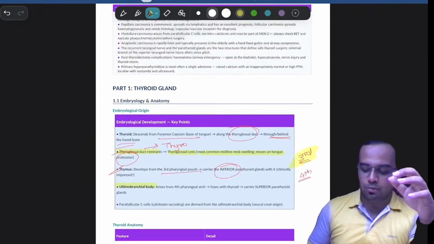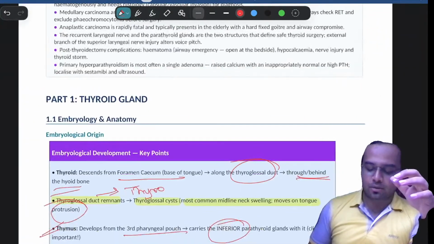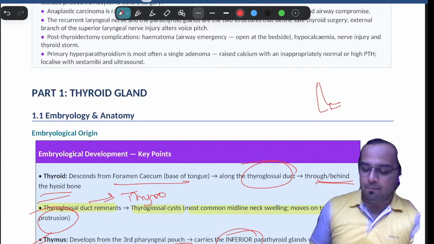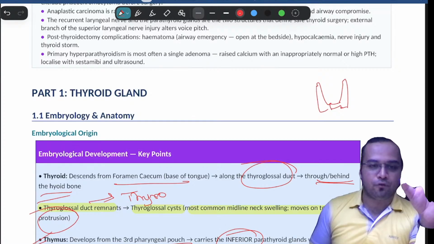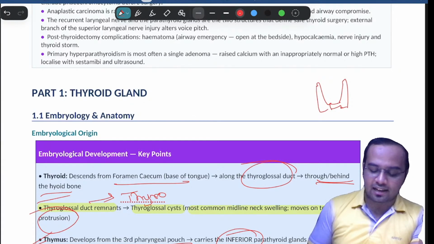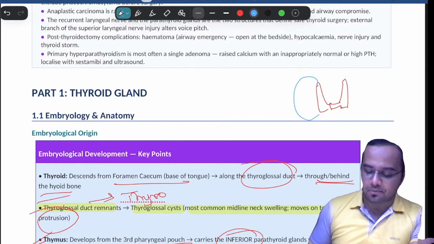Ultimobranchial body. So what is the ultimobranchial body? Thyroid is going to be formed in two regions. The midline, the mid part of the thyroid, is going to be formed with the help of the isthmus, from the thyroglossal duct, which is going to come down from the foramen cecum, and the lateral aspects of the thyroid lobes are going to be formed from the ultimobranchial body.